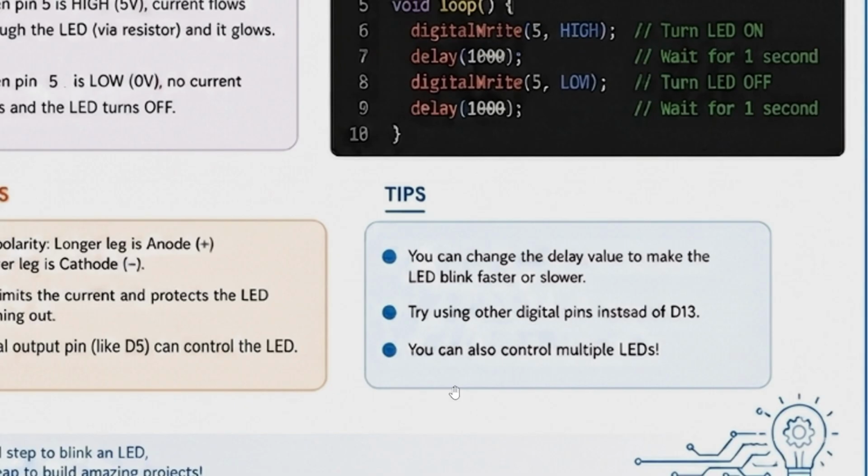There are some tips for you. You can change the value of delay to make the LED blink faster or slower. It depends on your requirement. Instead of D5 you can use different pins, and you can control multiple LEDs also.